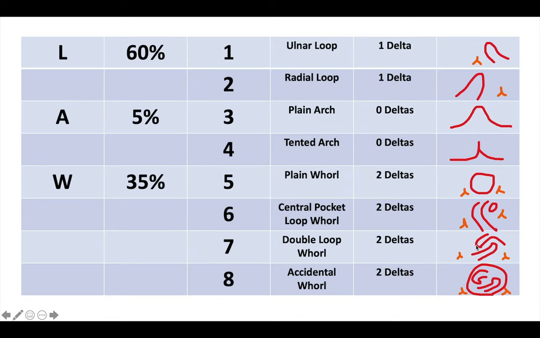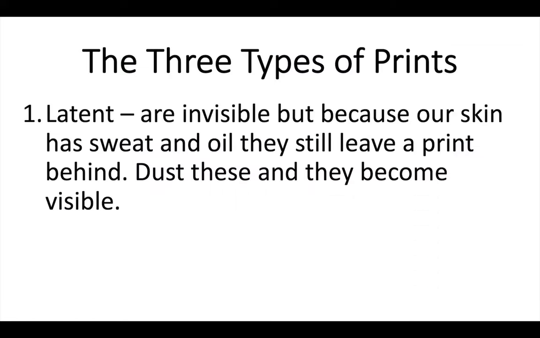The double loop whorls have two cores shaped sort of in the yin-yang shape. And finally, accidental whorls have two or more shapes within the pattern, or just don't follow any of the other rules. All right, so that's our real quick summary of video 1.